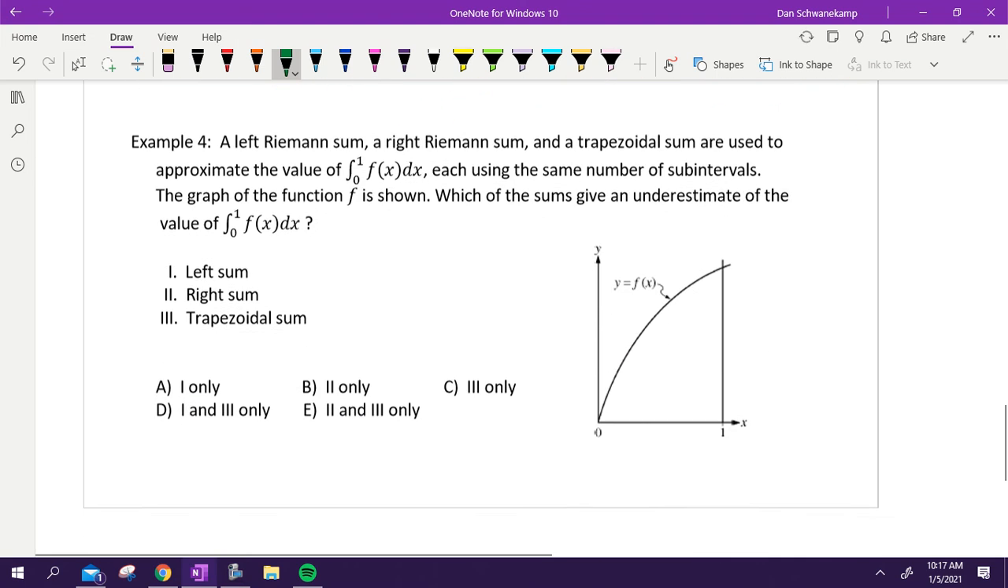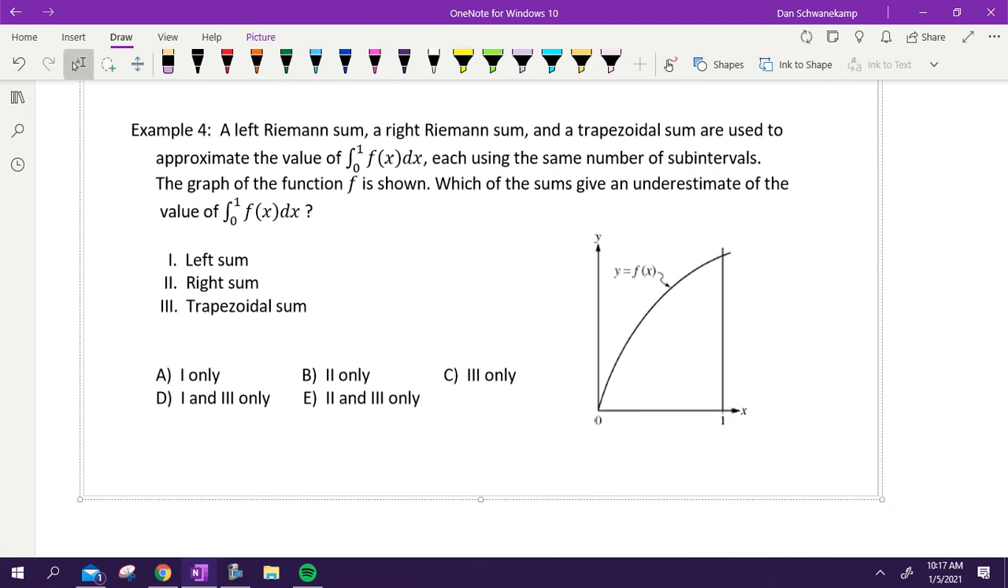One more. Let's finish with this last one. A left Riemann sum, a right Riemann sum, and a trapezoidal sum are used to approximate the integral from 0 to 1 of f of x dx. So this is f of x down here. We're using a left Riemann sum, a right Riemann sum, and a trapezoidal sum to approximate that answer. Which one of these given sums is going to underestimate the actual answer?